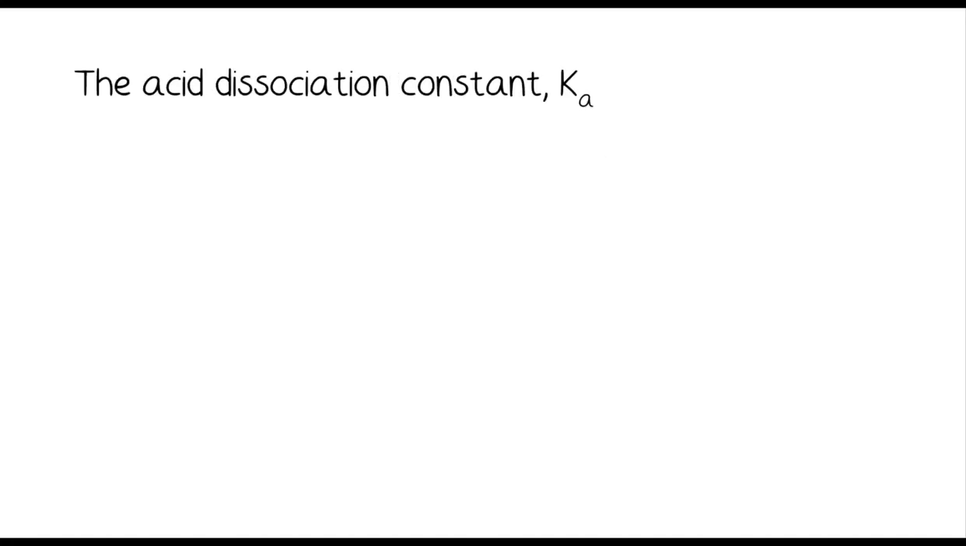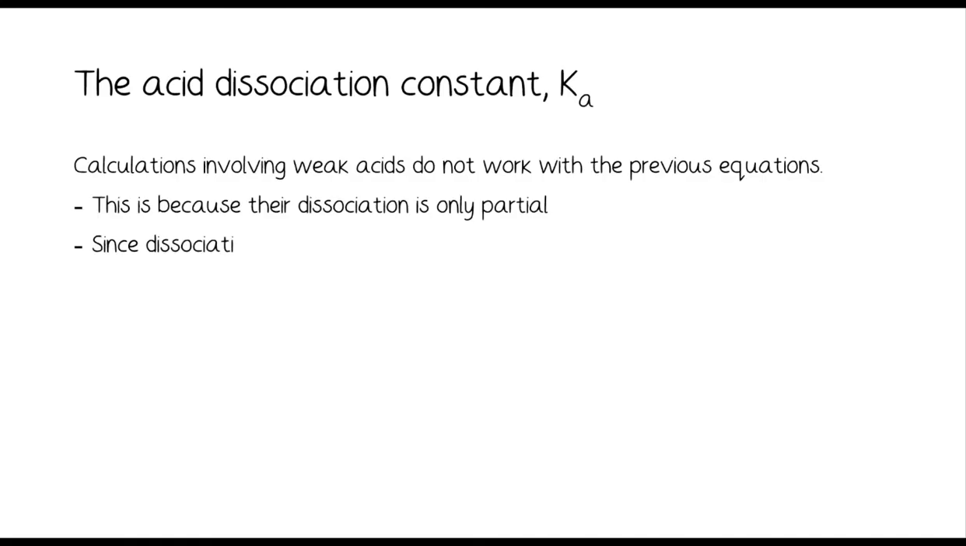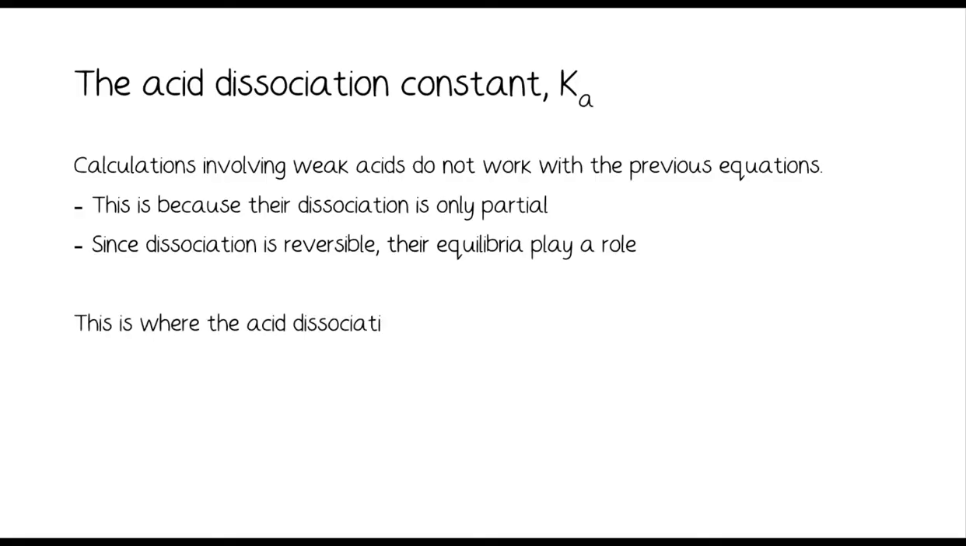So we've talked about strong acids and bases, let's move on to weak acids and finding their pH and everything to do with them, and that's where Ka comes in, the acid dissociation constant. Calculations involving weak acids do not work with those previous equations. That is because their dissociation is only partial. Their equilibrium is not as far to the right as strong acids. Since their dissociation is reversible and lies a lot to the left, their equilibrium actually plays a more important role. And this is where the acid dissociation constant Ka comes in.